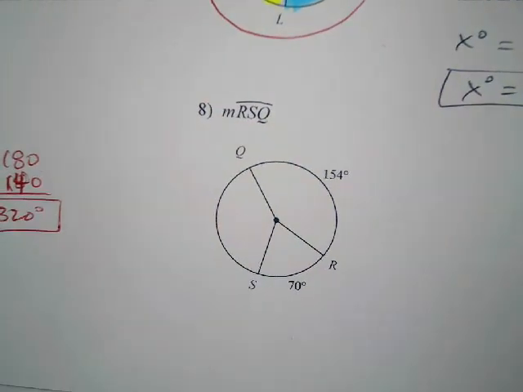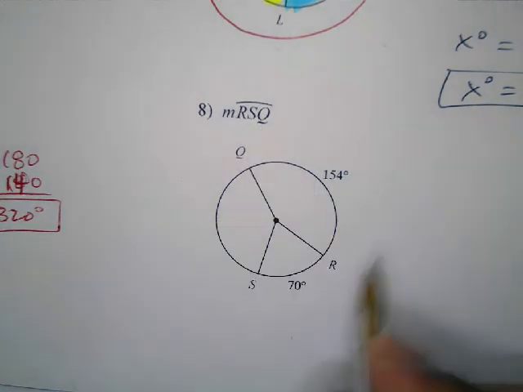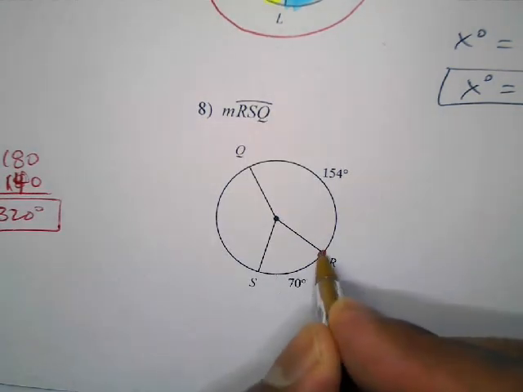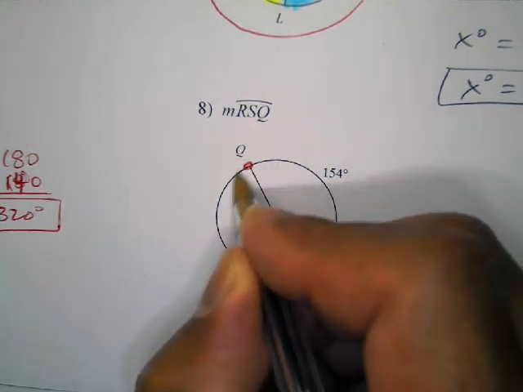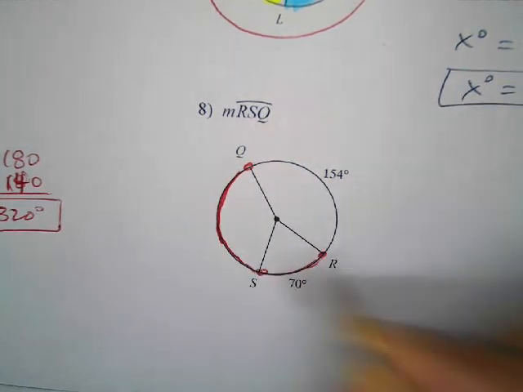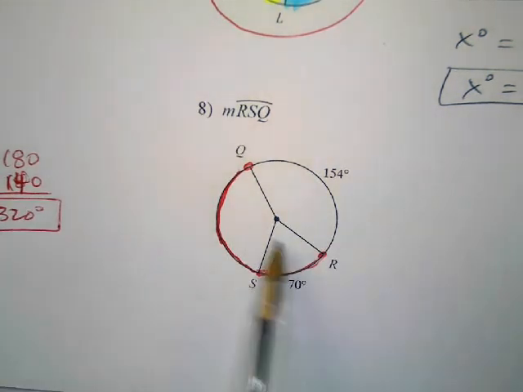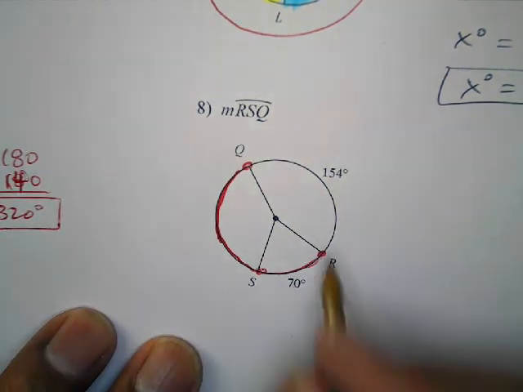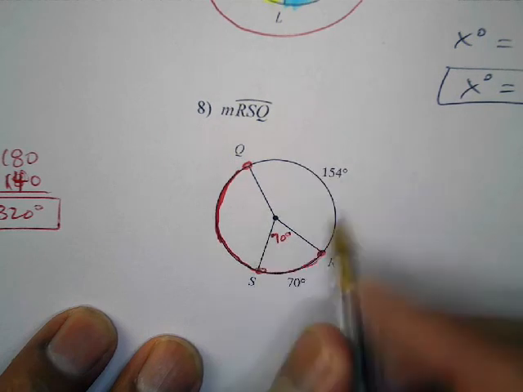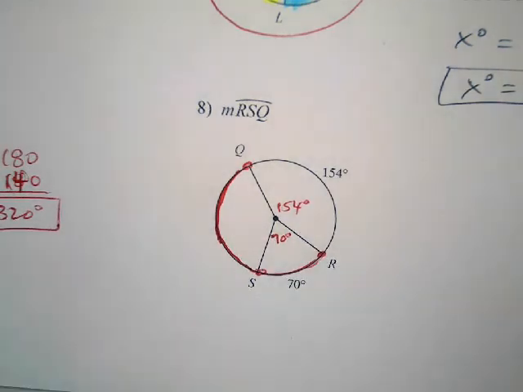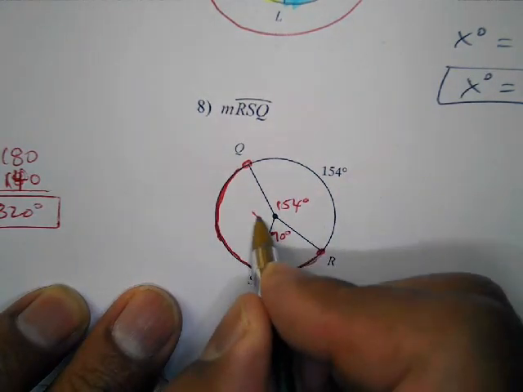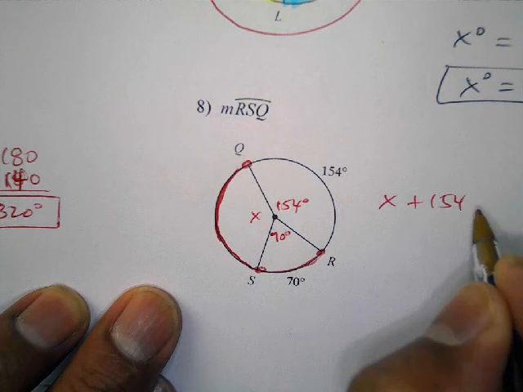Okay, last one. Another one similar. Let's see. Looks a little bit more interesting. I don't have a straight line here, so first of all, let's see what the question is. What is the measure of arc R to S to Q? I've got to get this part. And see, I don't know any of these. Oh, yes, I do. I got 70 here, so this one's 70. I got 154, so this is 154. And see, these don't make a straight line, but I know these three add up to 360.